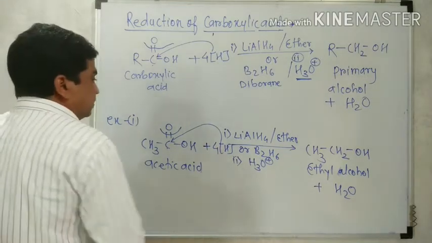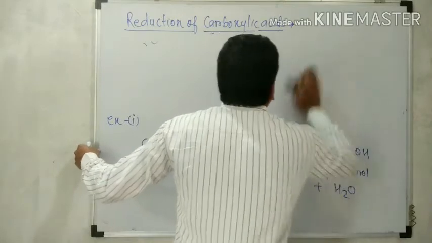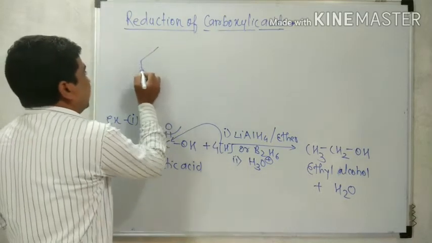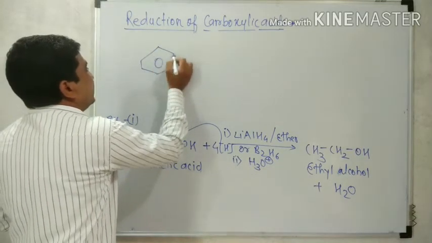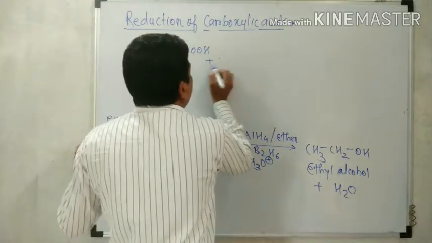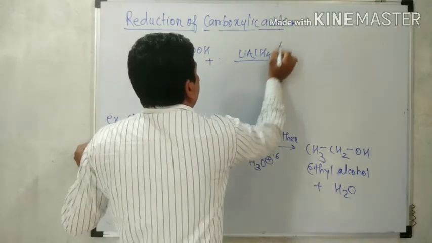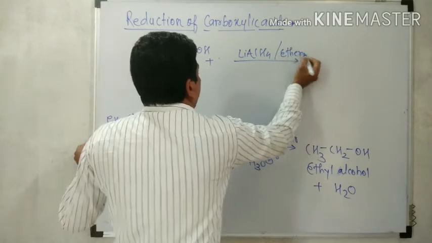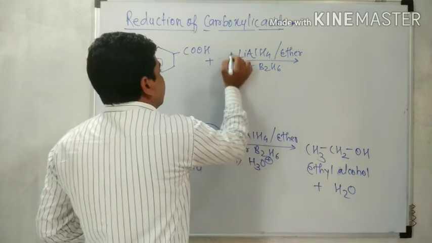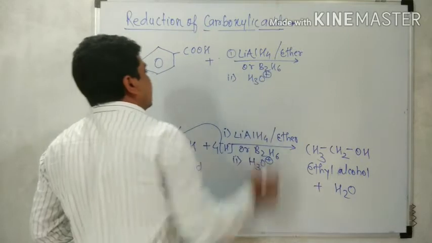Now the second example, after acetic acid: if we take benzoic acid, that is benzene with COOH, it is also reduced by the same reducing agent LiAlH4 in the solvent ether, or by using B2H6, that is the first condition, and the second condition is followed by the addition of H3O+.